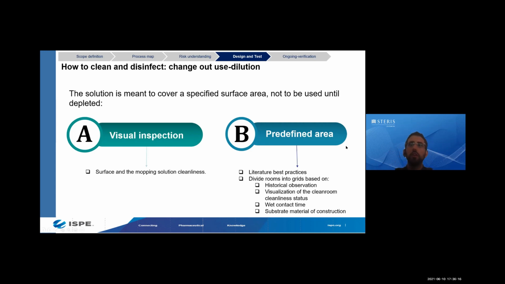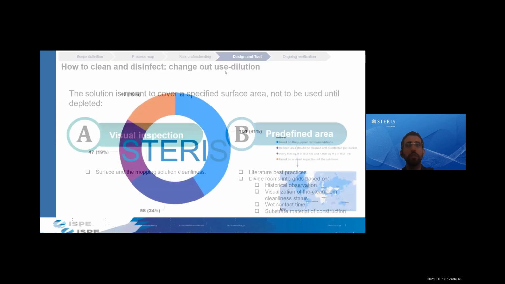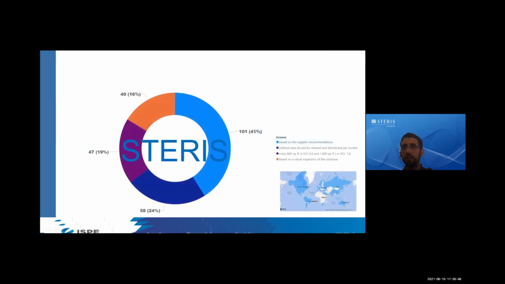Some base it on a predefined area. So for example, they would say every 20 square meters, or for one room, you use one bucket with one disinfecting solution, and after a certain time, you change it. Others will divide the room into different grids based on historical observation, based on visualization of the clean room's clean status, based also on a wet contact time, how long it stays wet, for example, and also on the substrate concentration.